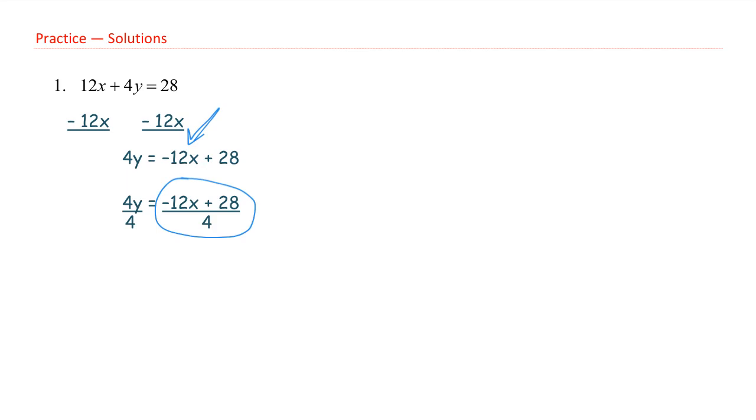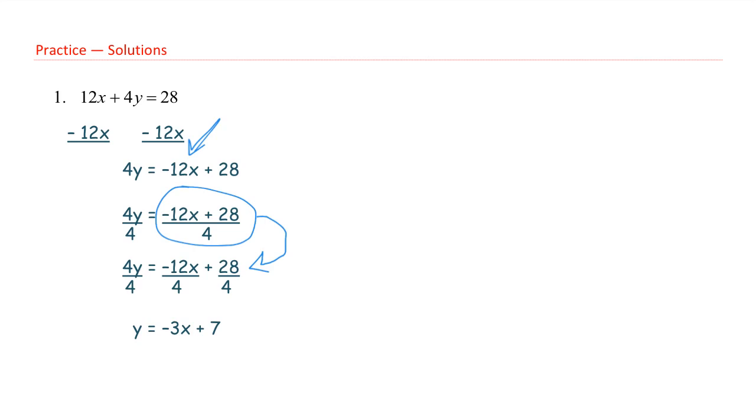We want to make sure the right side is written as two separate terms. So to do that, we're going to take this big fraction and rewrite it as two smaller fractions. There we go. So now instead of negative 12x plus 28 all over 4, we have negative 12x over 4 plus 28 over 4. And now we can finish by simplifying each term separately to get our final answer. Y equals negative 3x plus 7.